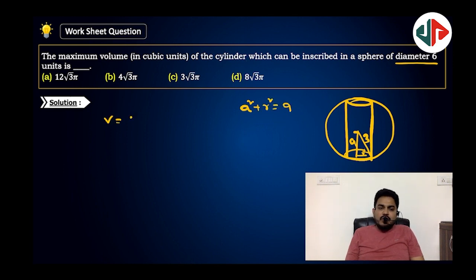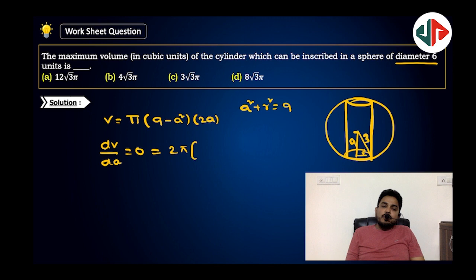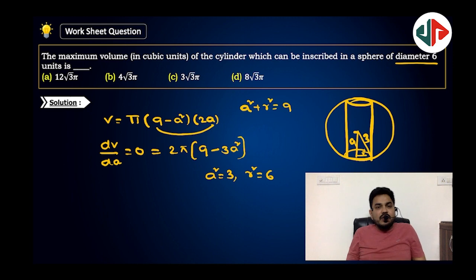Volume is equal to pi R square. Instead of R square, 9 minus A square, into height, which is 2A. So dV by dA must be equal to 0, which is equal to, I will take 2 pi, 9 into A, derivative is 9. A cube derivative is 3A square. So that means A square is equal to 3. R square is equal to 6.